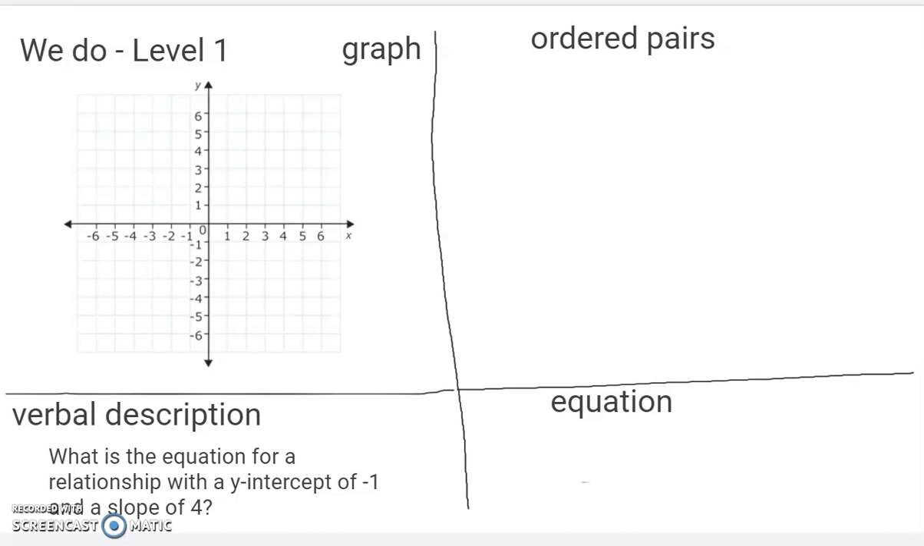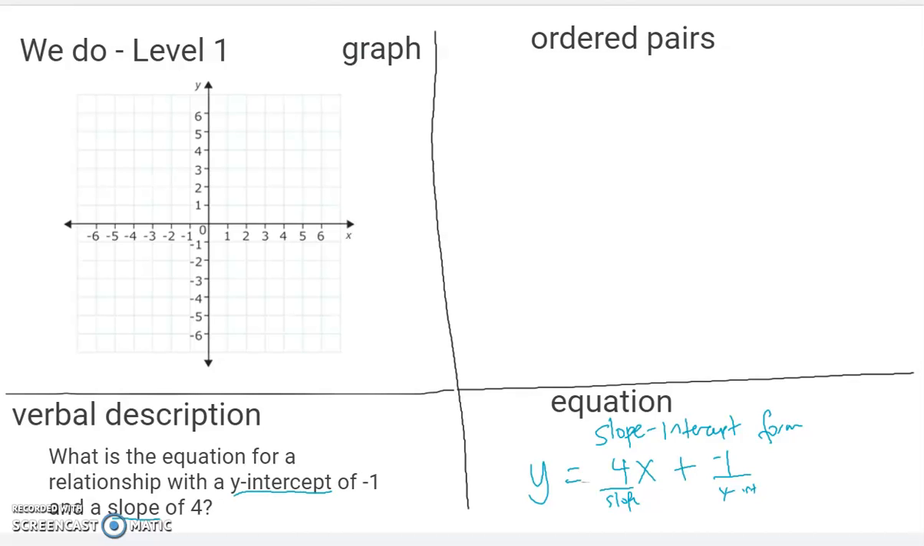So what's the equation for a relationship with a y-intercept of negative 1 and a slope of 4? This is level 1 because it tells us what we need here, and it tells us what we need here. It's very straightforward. I want to write this equation in slope-intercept form. So I want to write y equals slope times x plus y-intercept. And they're both given to me. I just have to plop them in where they go. Slope of 4 goes here. Y-intercept of negative 1 goes here.